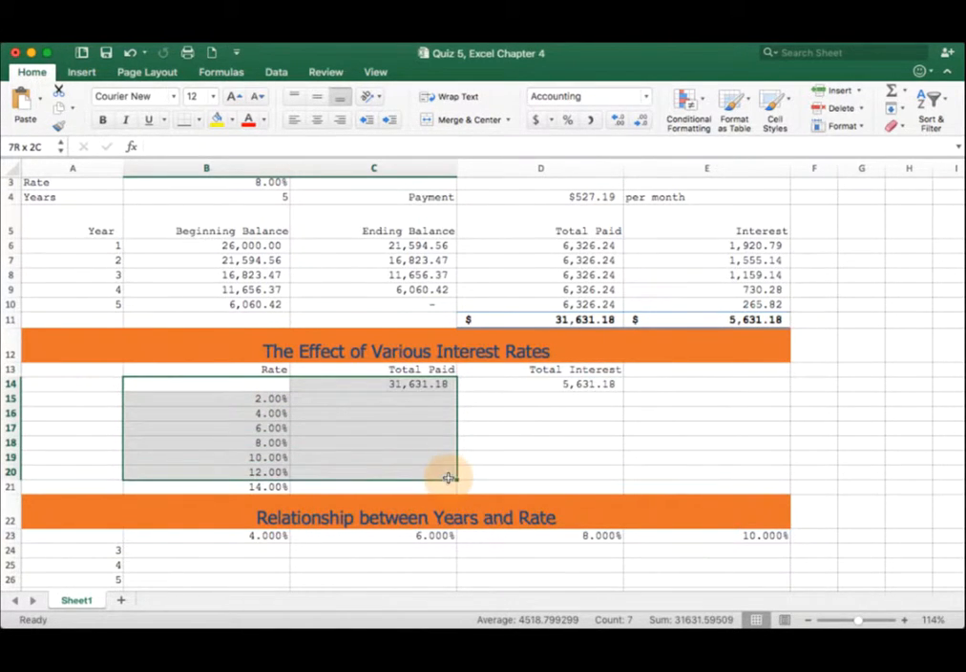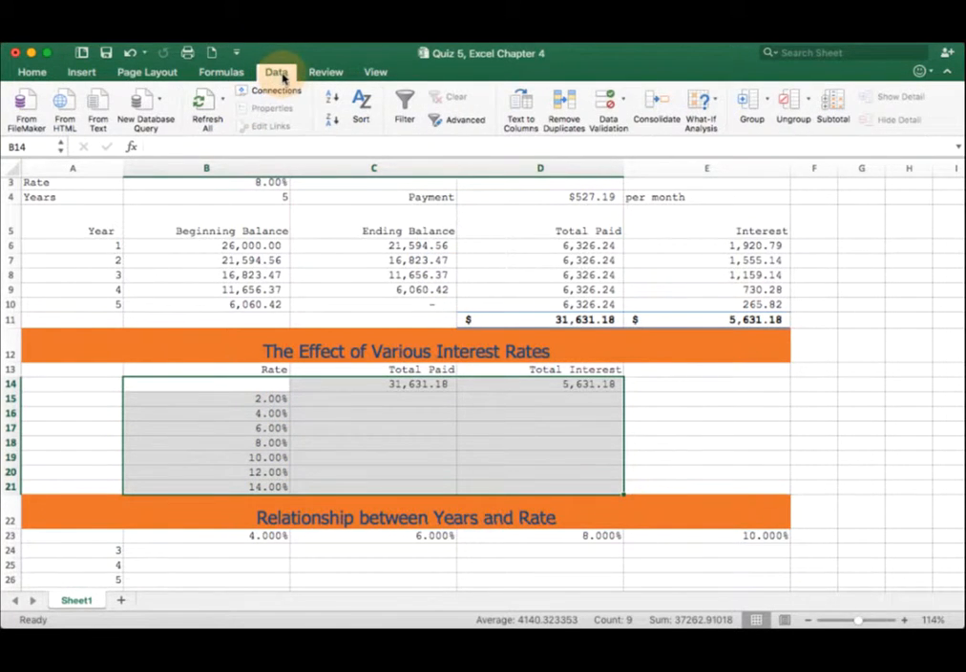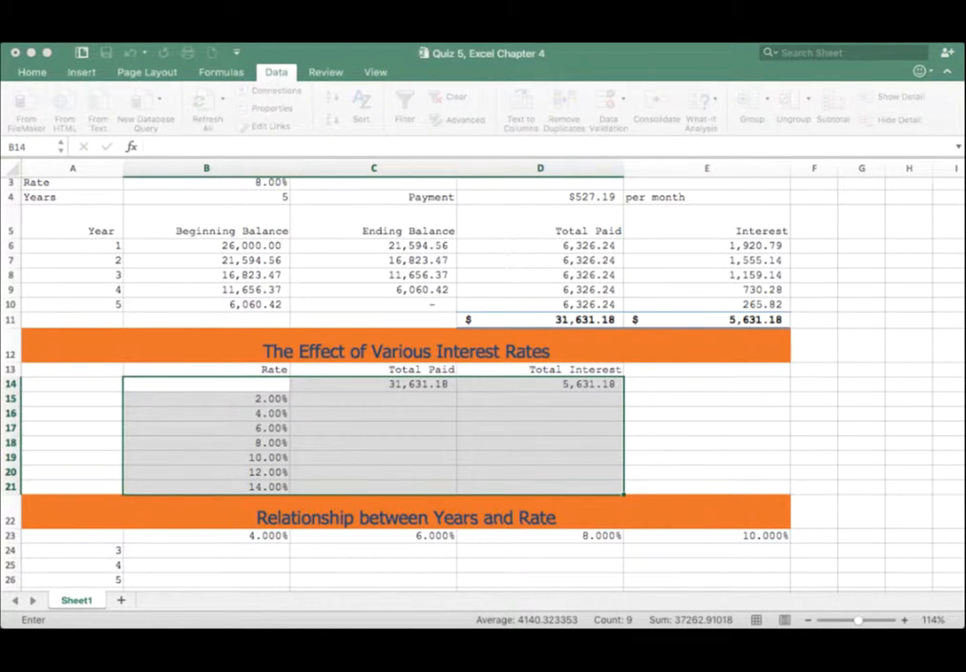This is going to be our range before we use the data table tool, and make sure your selection includes both the basis for the calculation, which is the formula, and also the reference values here. And we go to Data. It's going to be the same place in your Excel. Go to Data Table.